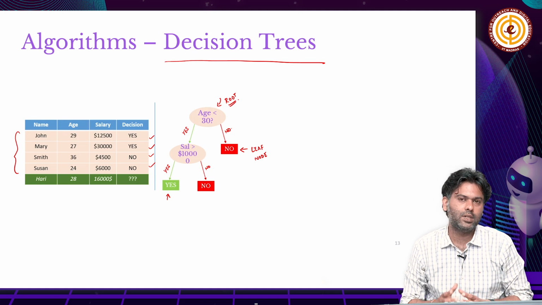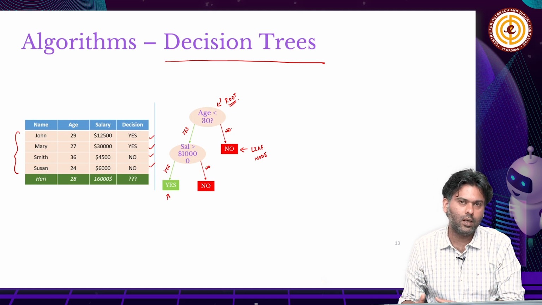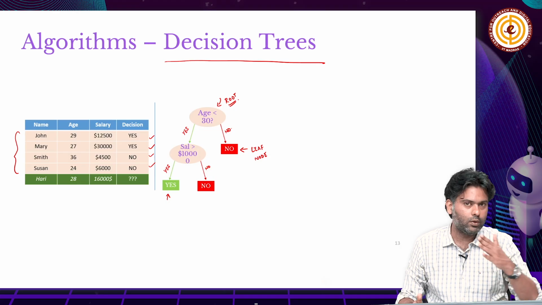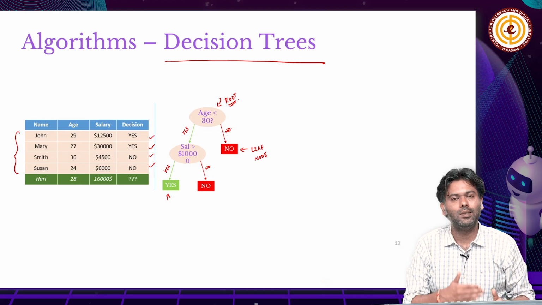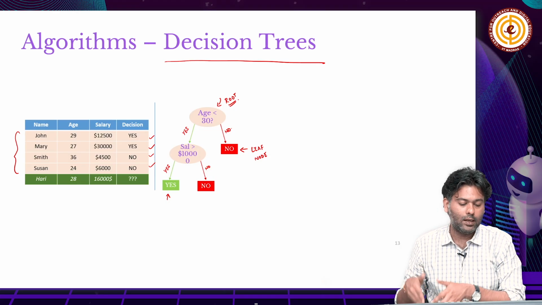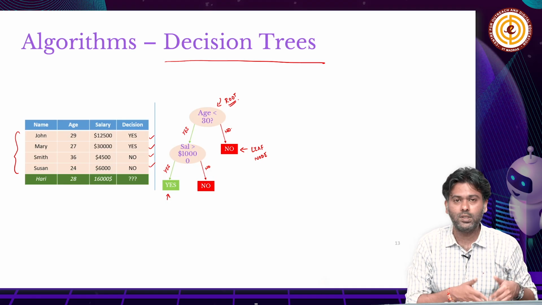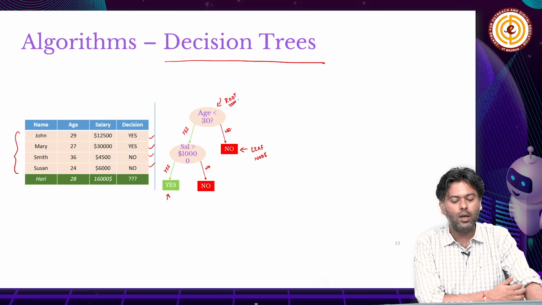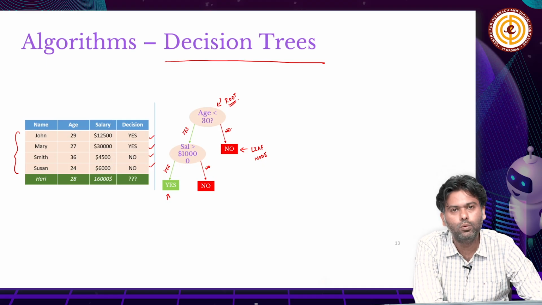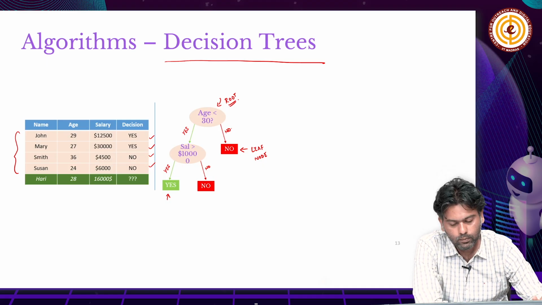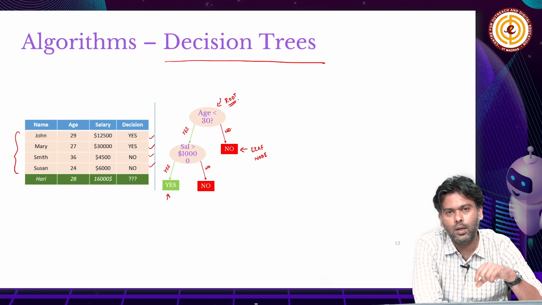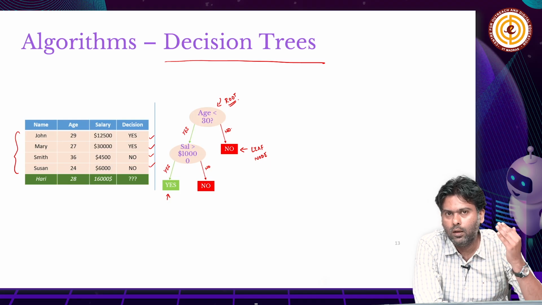In this case, I first asked the question, is the age of Hari less than 30? The answer was yes. So then I went to the yes branch. I asked the question, is the salary greater than 10,000? The answer happens to be yes, because Hari's salary is 16,000, and so I will decide to give the loan to Hari. Now, that's during the test time. So once you have the tree, it's easy to say how to make a decision for a new test data point.